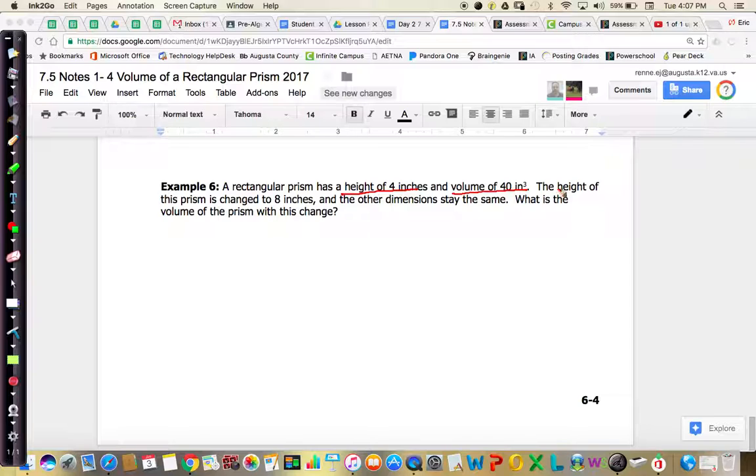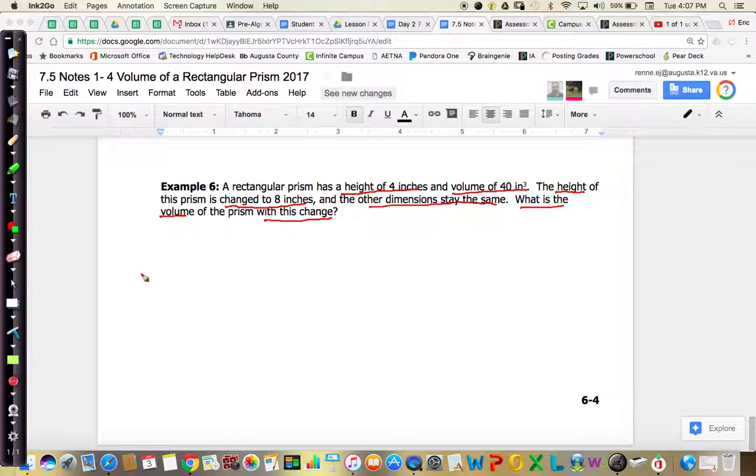So we know that the height is changed to 8. Other dimensions stay the same. What is the volume with this change? Okay, so one thing we can do is we know what the volume is and we know what the height is, so we can calculate the length and the width of the original figure, okay? And then we can use that to calculate the new volume.